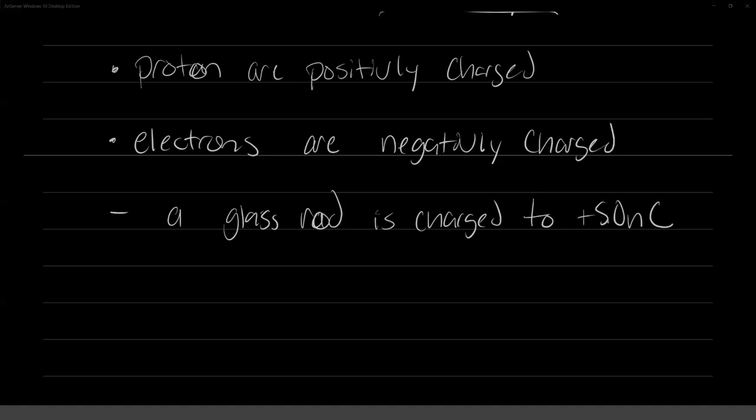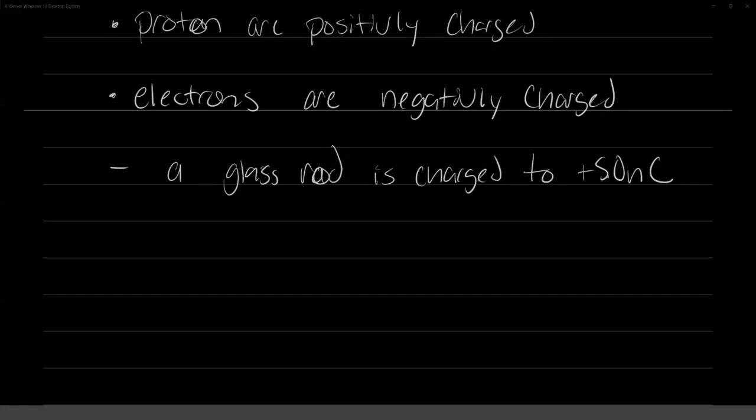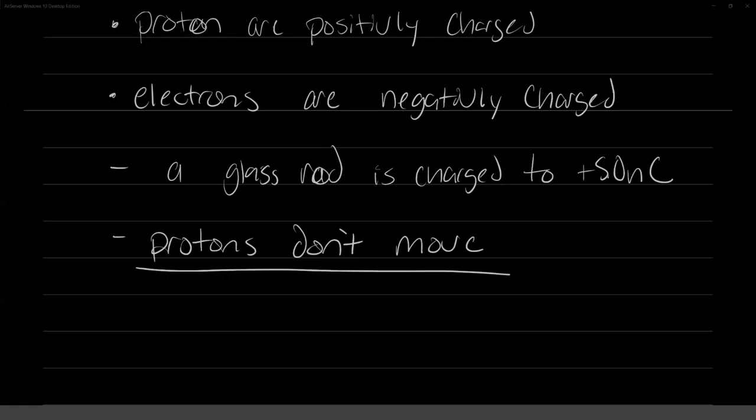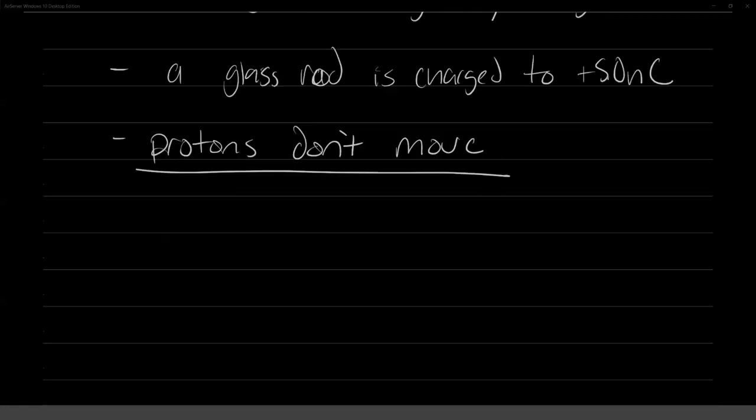So we know there's another important piece of information. Protons don't move. Only electrons move. So if there's a positive charge, that means it's just lost its electrons, which makes it positive because there's more protons than electrons. If it's perfectly balanced, then it won't have any charge. And then obviously if it's got a bunch of extra electrons, that's what makes it negatively charged.